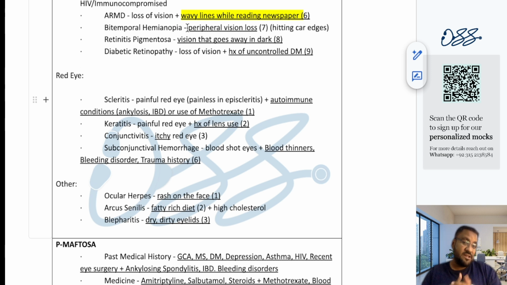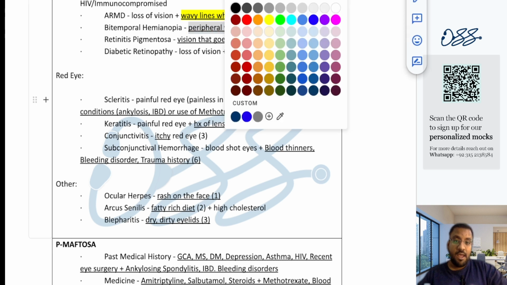So the peripheral vision loss is really, really important. The patient may just come to you with the complaint that they are unable to see when they are reversing the car, and they keep hitting the edges of the car. The reason is that they are unable to see in the periphery, and the peripheral vision is being lost. The central vision would remain intact, and that happens in the condition called bitemporal hemianopia. Sorry for the slip of tongue. But yeah, you need to ask about the loss of peripheral vision.